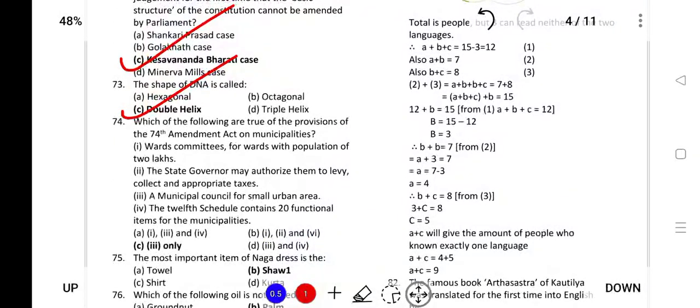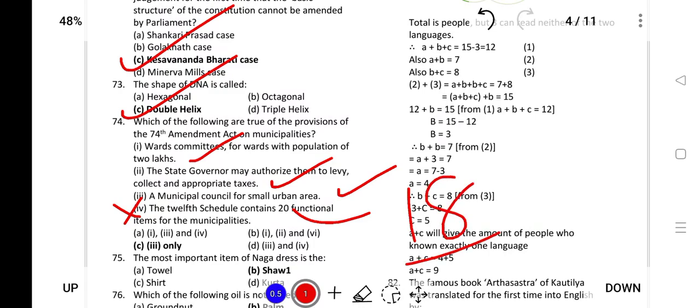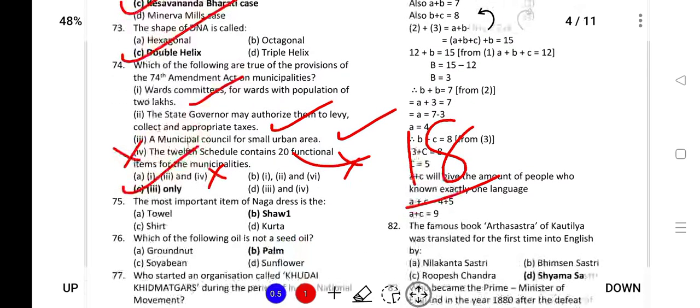Which of the following are true provisions of the 74th Amendment Act on Municipalities? Ward committees for wards with a population of 3 lakhs. The state legislature may authorize them to levy and collect appropriate taxes. A municipal council for a small urban area. The 12th Schedule contains 18 functional items, not 20. So statement 4 is wrong. Excluding 4, only 3 remains. So 3 is the correct answer.